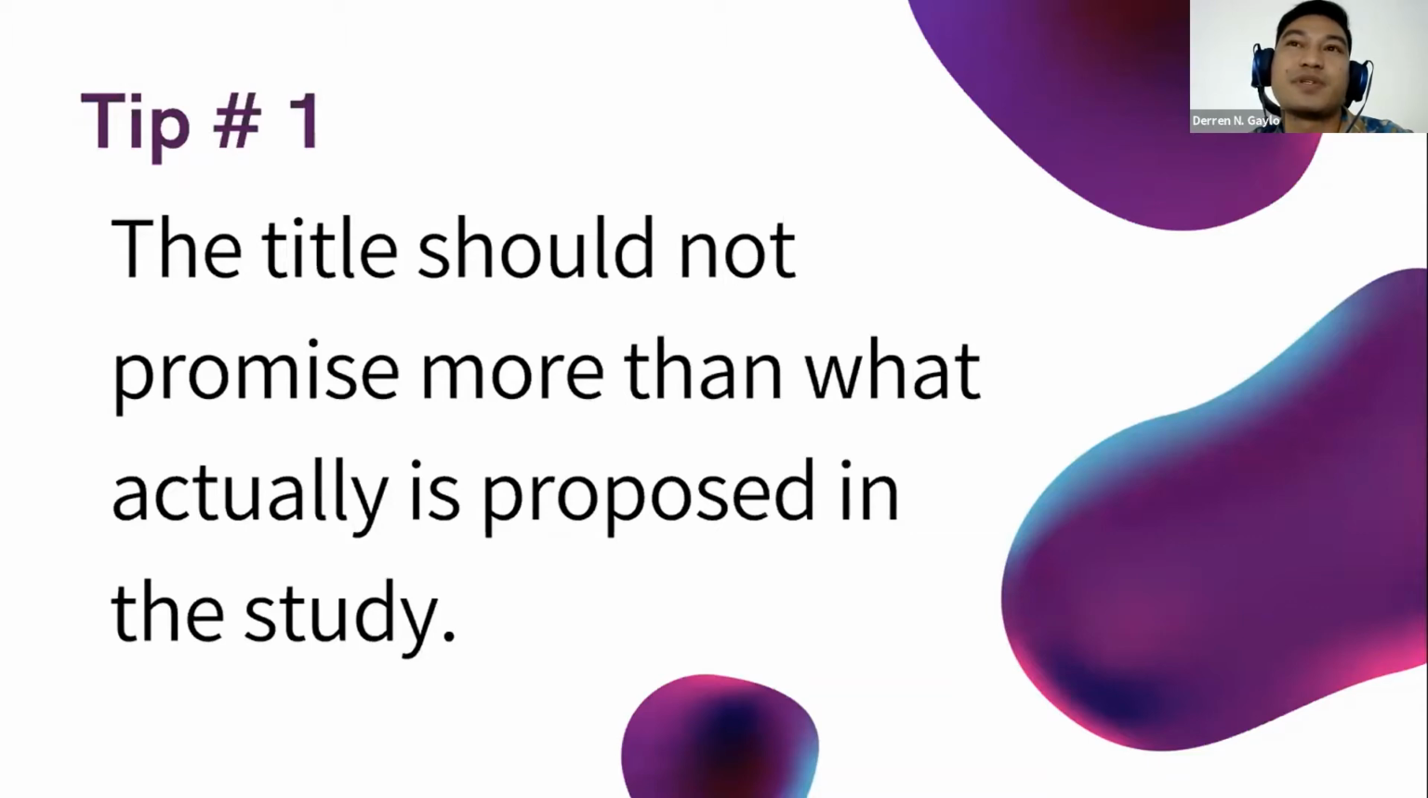Meaning the title should capture what's inside the paper and will not be so overflowing, or it will be something like myopic also, meaning it was not able to capture what it was supposed to capture. Maybe it's too high or too low, something like that. So it should not promise more than what is actually proposed in the study. So you need to capture what you ought to capture.